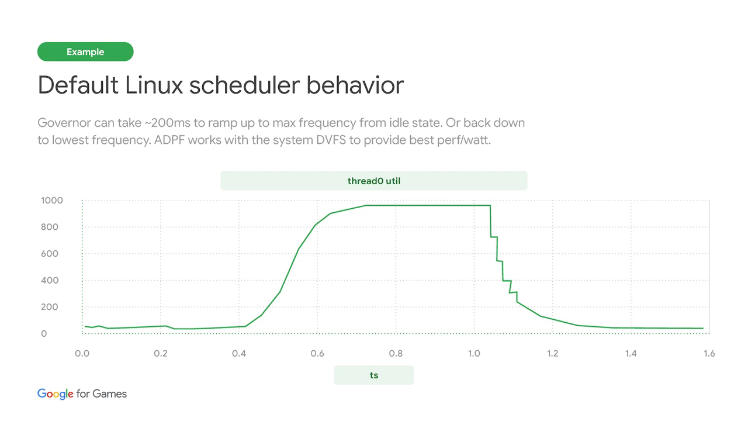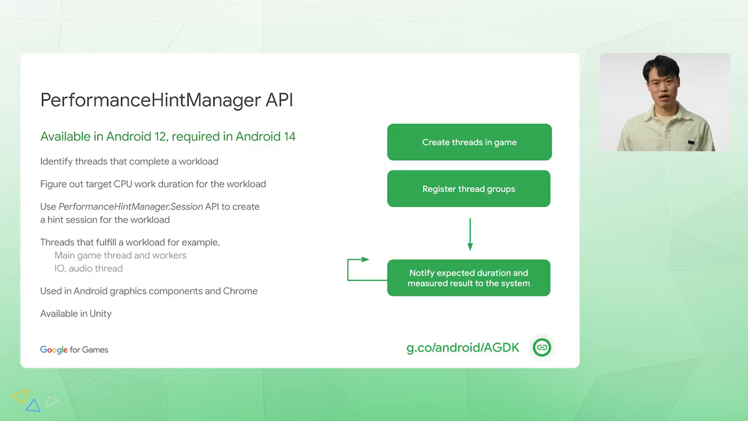The CPU governor can take all the way up to 200 milliseconds to ramp up to maximum frequency from idle state, or back down to lowest frequency when the workload is completed. So to use performance hint APIs, you will need to use performance hint manager, first by identifying threads that complete a workload, and then figure out the target CPU duration for the workload.